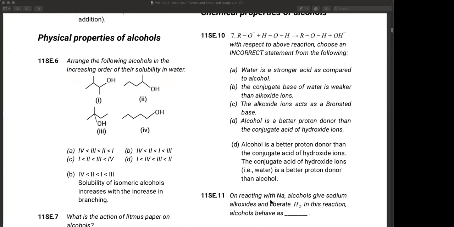Okay. On reacting with Na, sodium, alcohols give sodium alkoxides and liberate H2. In this reaction, alcohols behave as, so what nature of alcohols is evident from this reaction?